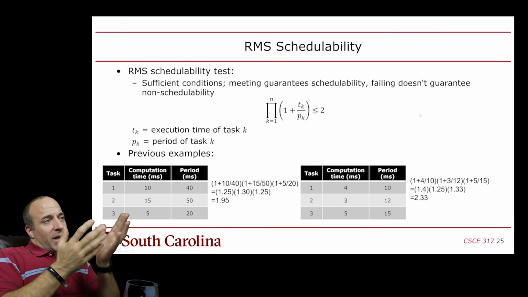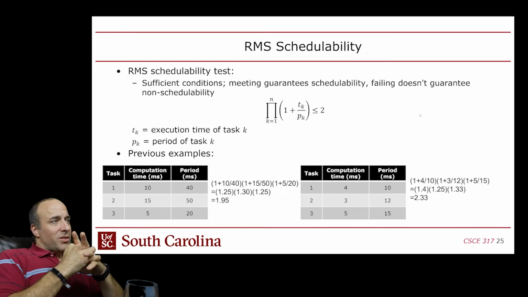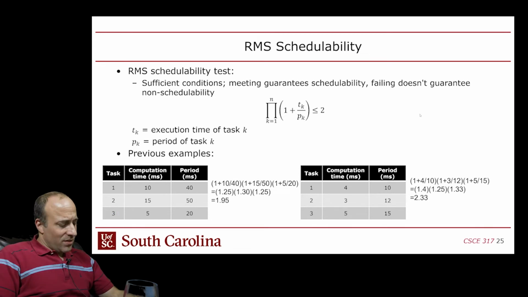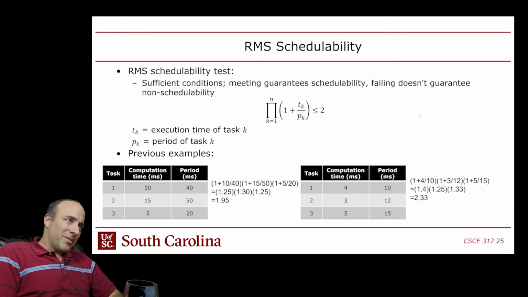So how do we know if we can schedule with RMS? Well, there's a schedulability test. If the test passes, we can guarantee schedulability with a given algorithm. If the test fails, it means we don't know. It might still be schedulable or it might not. We can't make any guarantees.